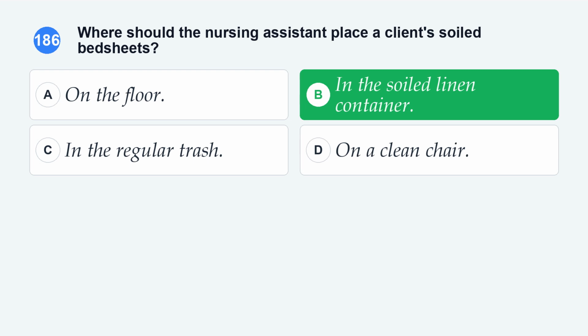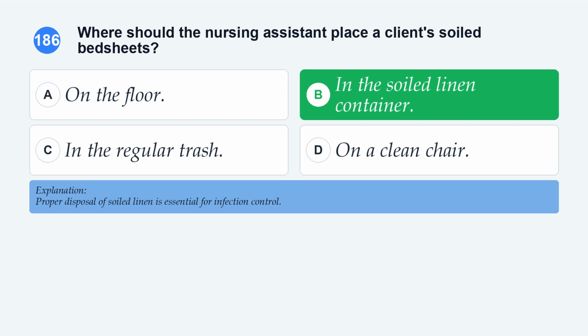The correct answer is option B. In the soiled linen container. Explanation. Proper disposal of soiled linen is essential for infection control.